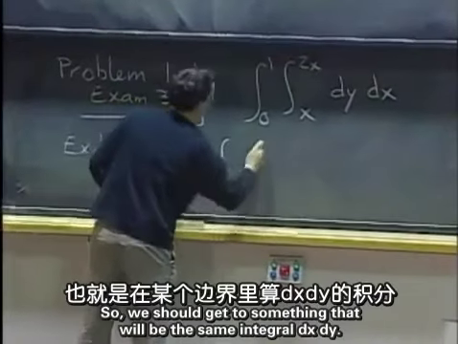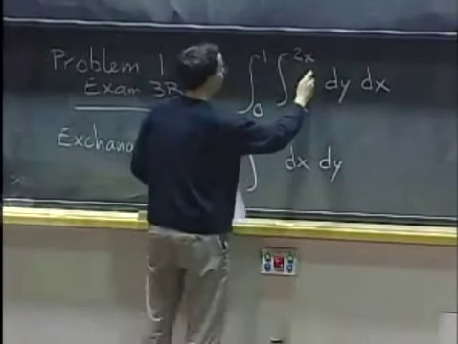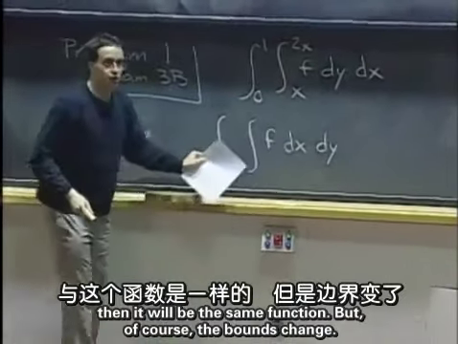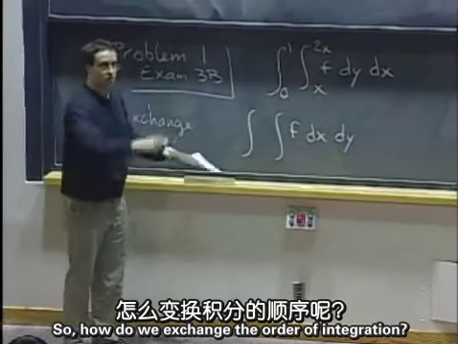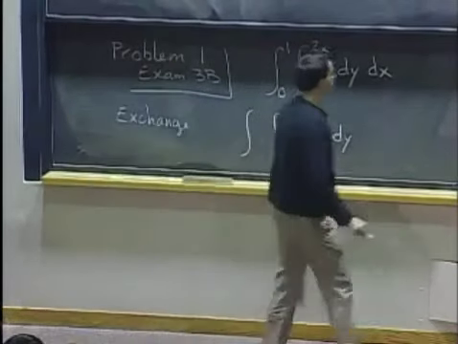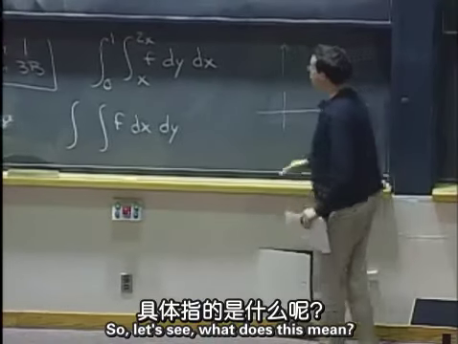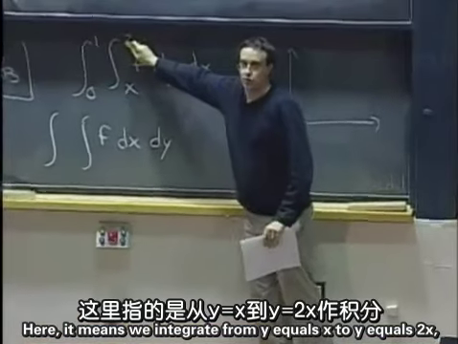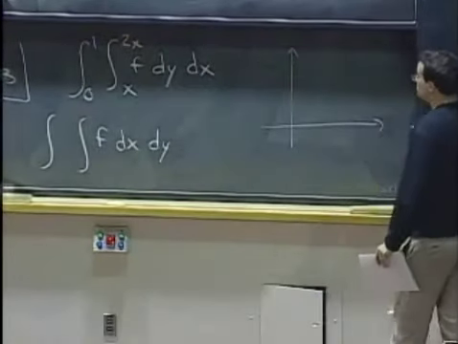So we should get to something that will be the same integral, dx dy. I mean, if you have a function of x and y, then it will be the same function, but first the bounds change. So how do we exchange the order of integration? Well, the only way to do it consistently is to draw a picture. So let's see, what does this mean? Here it means we integrate from y equals x to y equals 2x, x between 0 and 1. So we should draw a picture.